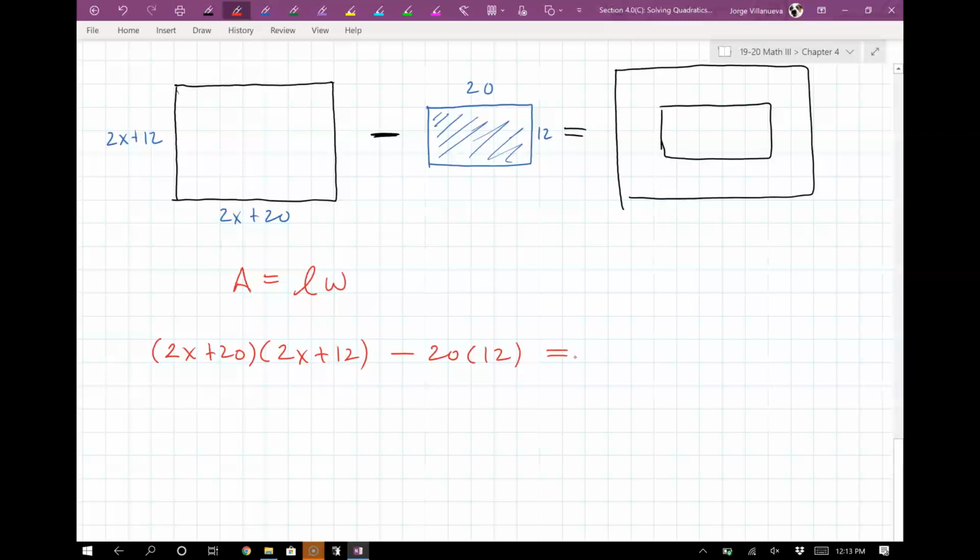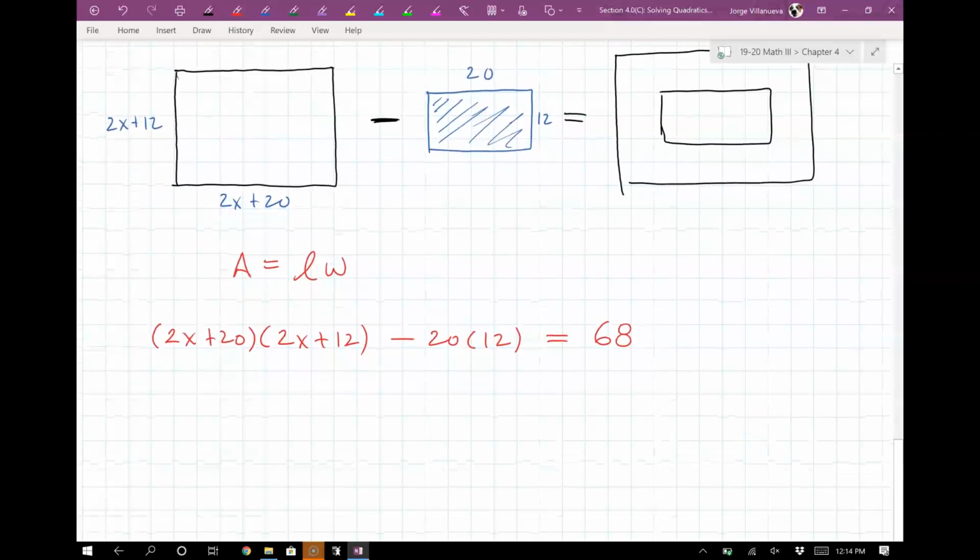How much is all of this area supposed to be? Look at the problem. What is the total amount of area they said? 68. So we just did the hard part, the building of the problem. Now we just got to kind of put everything together. Okay? But before I move on, does anybody have any questions as to what I did?